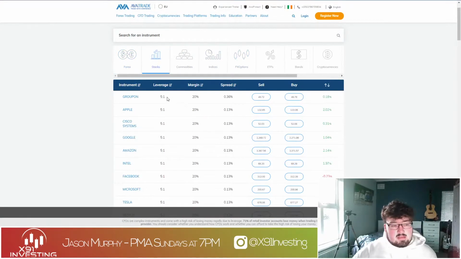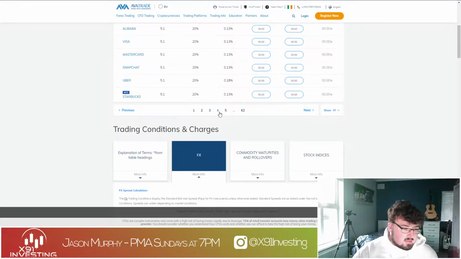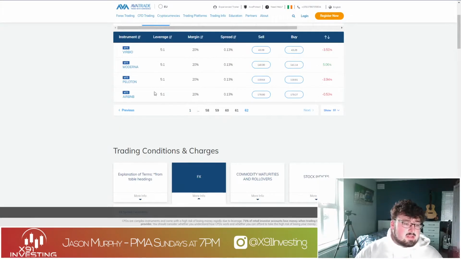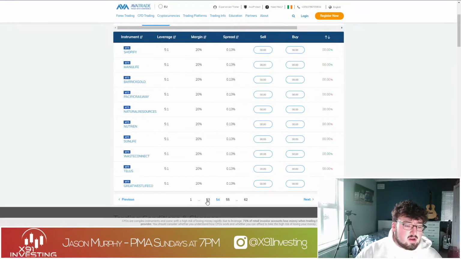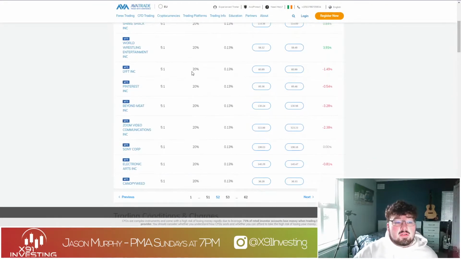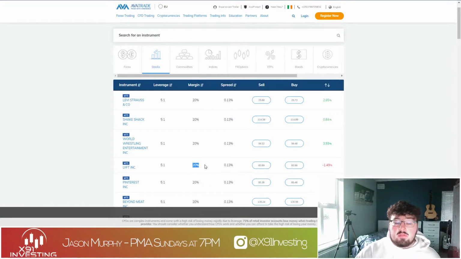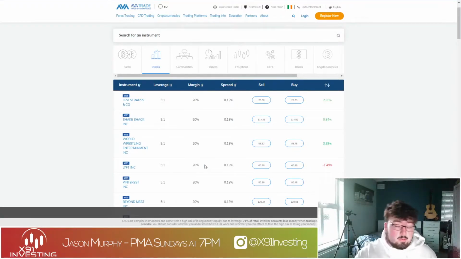In stocks, it tells you on Groupon you can do 5-to-1, Apple 5-to-1, blah blah blah. Smaller companies you get less leverage. So if we go to page 62, 61, to give an example, these are all the pages of loads of different stocks you can trade using AvaTrade, right? So 5-to-1 leverage means you need to front 20% of the amount. So if you want to do a position of 100, you need to be able to put forward 20. That's the easiest way of explaining it.